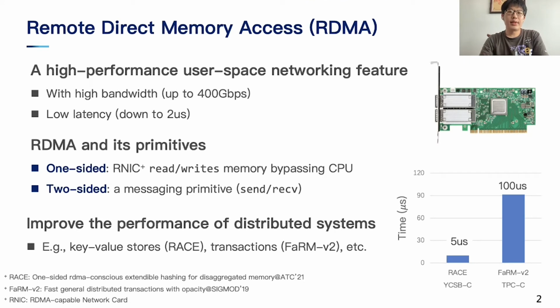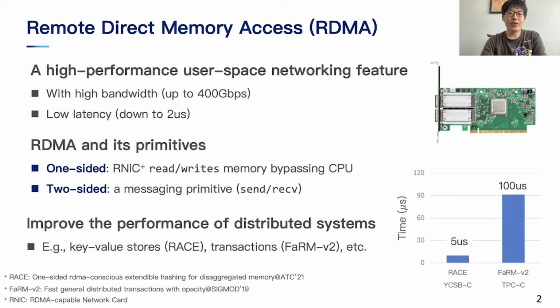Remote direct memory access is a high bandwidth and low latency networking feature widely adopted in modern data centers. It provides two primitives. For the one-sided primitive, the NIC can directly read and write the server's memory without involving the server CPUs. The two-sided primitive is a messaging primitive that provides the same receive interface. Thanks to RDMA, many distributed systems, including distributed key-value stores and distributed transaction processing systems, can have dramatic performance improvements.